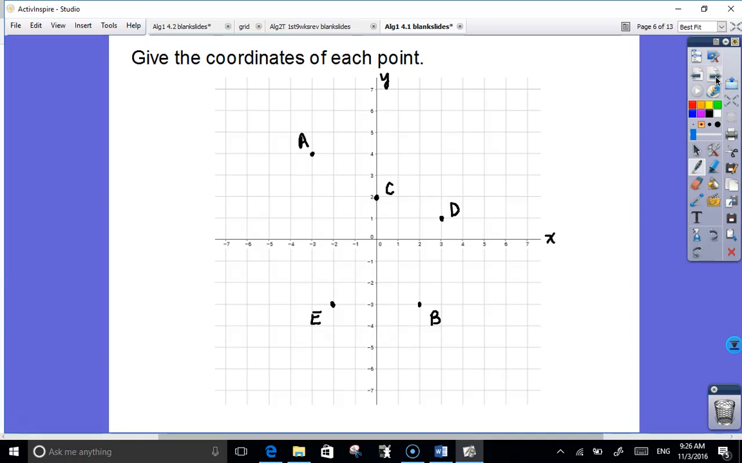Okay, so now let's give the coordinates of each point. Let's look at this. What are the coordinates of A? Now when you're given the coordinates of the point, you're not going to get full credit unless you put them in parentheses. It's a point. It needs to be in parentheses. So this one is (-3, 4). Okay, do you see that? It goes 3 to the left, 4 up. Okay, how about B?